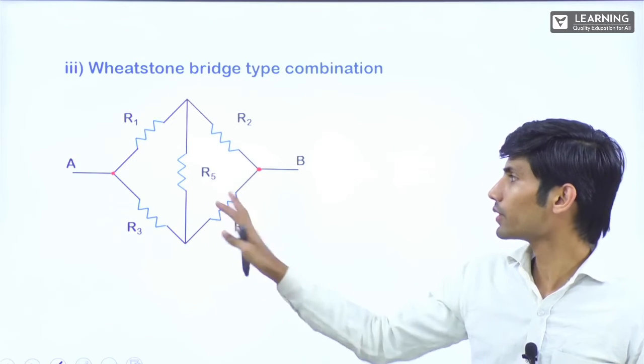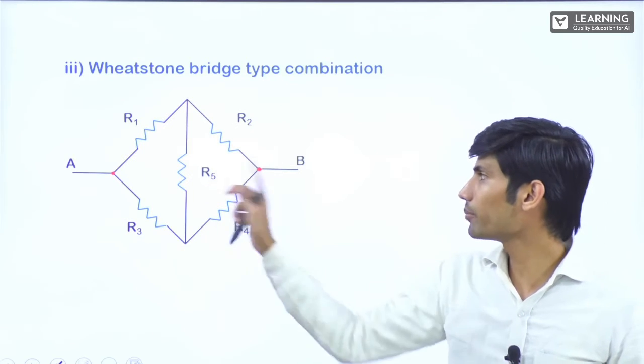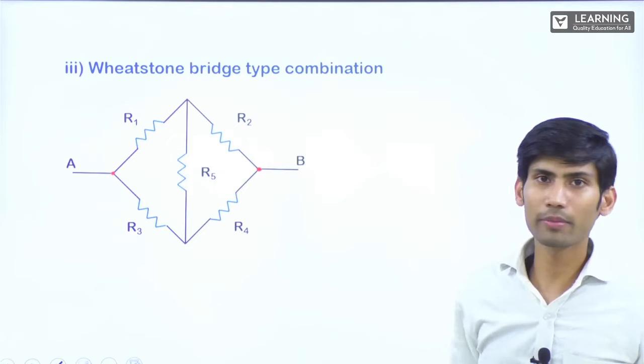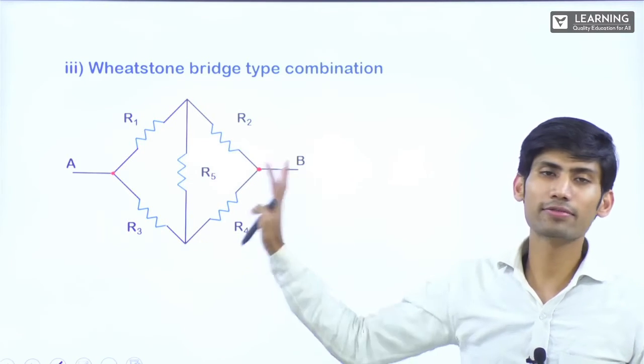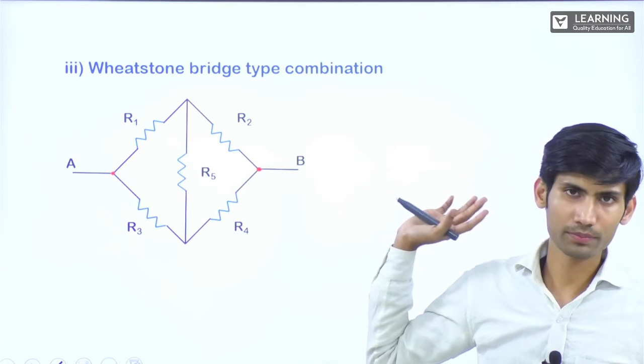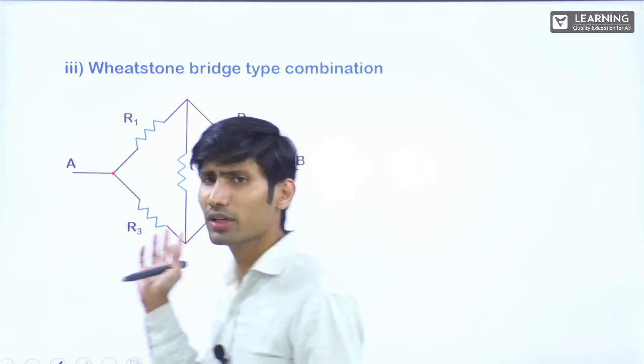Okay? Just see it properly. Point A, point B. From A, two resistances are coming out. From B also there are two resistances, and in between there is one resistance. This is Wheatstone bridge. Okay? Looks like a bridge only. Fine.